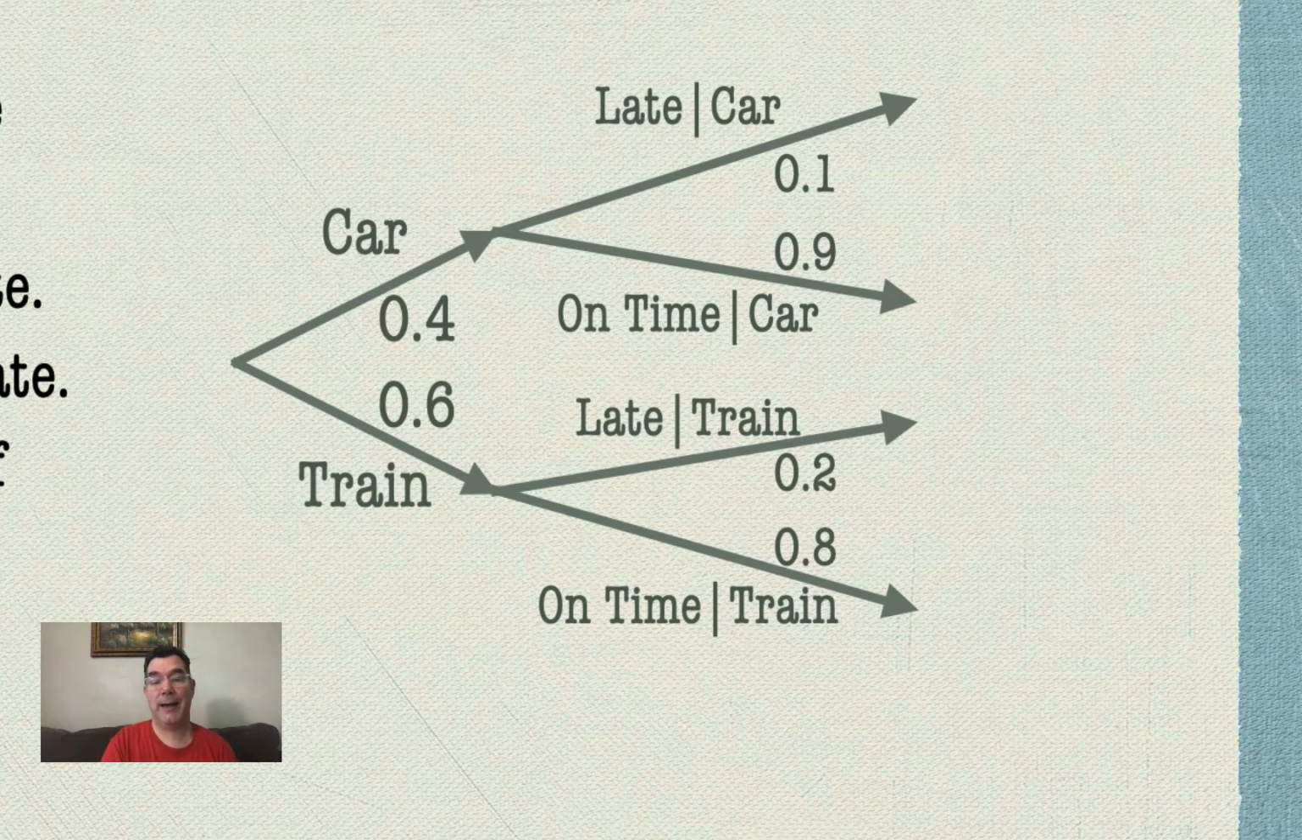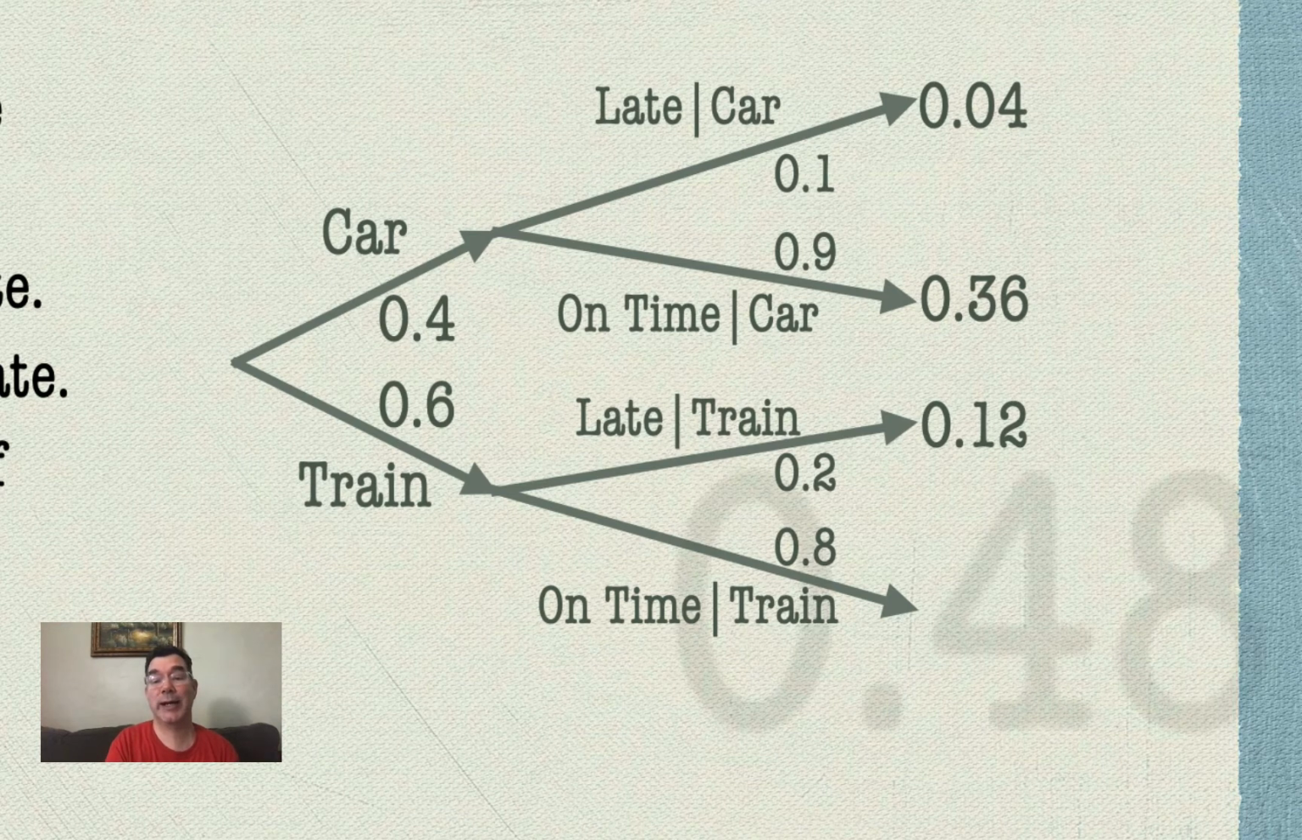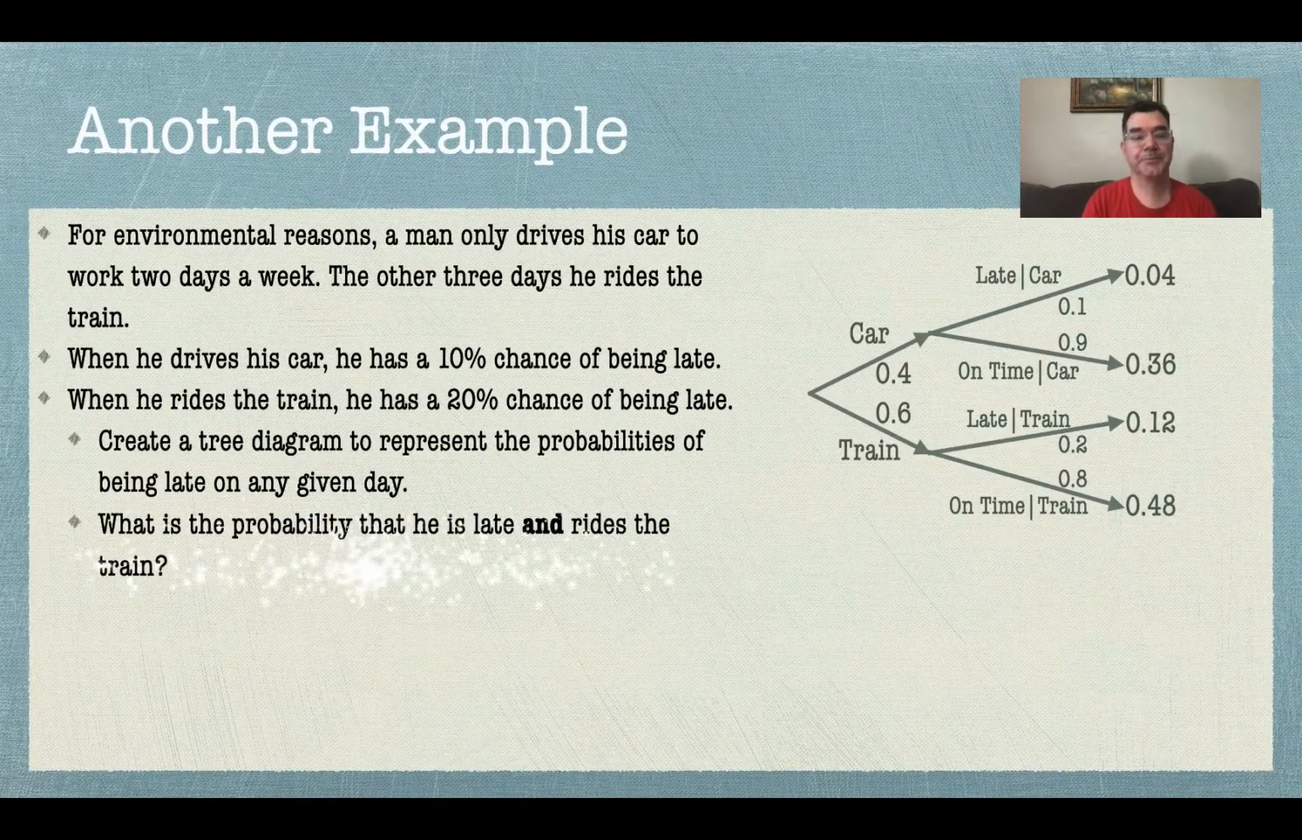And so now I figure out what's at the end of each set of branches by multiplying the probabilities along the path. So the probability that he is late and drives his car will be 0.04. The probability that he is on time and drives his car is 0.36. The probability that he is late and takes the train is 0.12. The probability that he is on time and takes the train is 0.48. And if you add all of those probabilities together, you do get 1. So I know that my tree diagram is accurate.